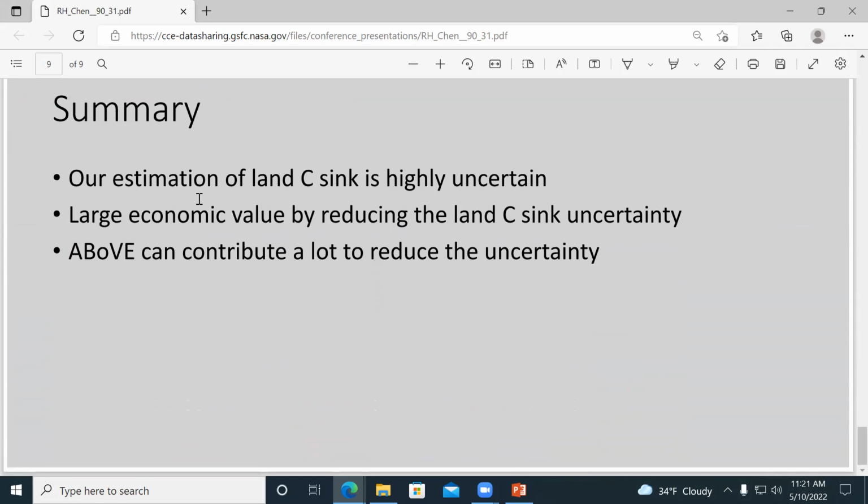In summary, our estimation of the land carbon sink is highly uncertain, and there are large economic values in reducing the land carbon sink uncertainty. In the future, we're focusing on reducing the uncertainty of the land carbon sink in the above domain, and that can contribute a lot to reducing this uncertainty.